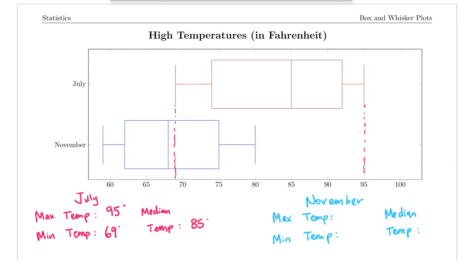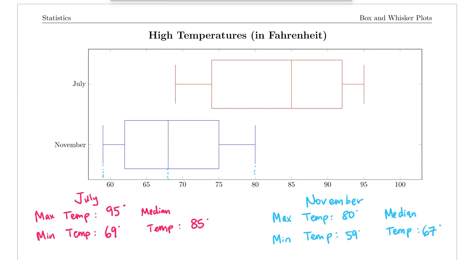Let's quickly compare for the month of November. So the max temperature in November was 80 degrees, the minimum was 59 degrees, and the median we can say was 67 degrees. So that's a really nice way to quickly compare the max, min, and median temperatures between the months of July and November.